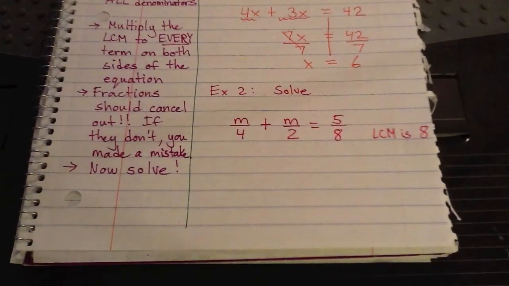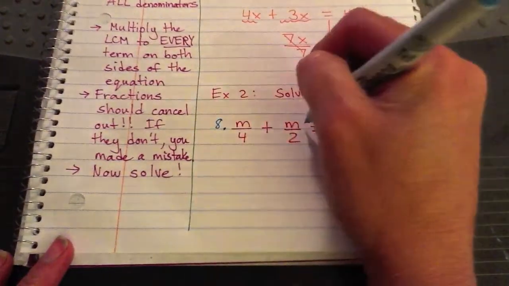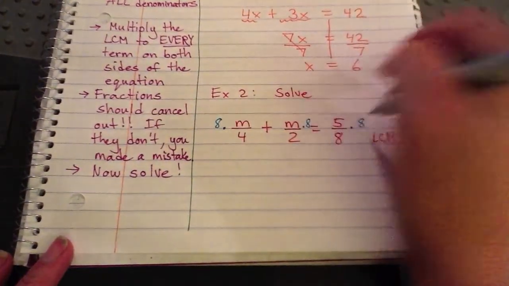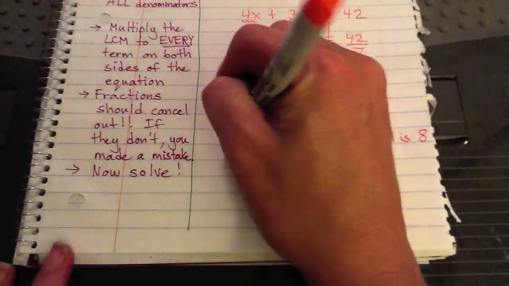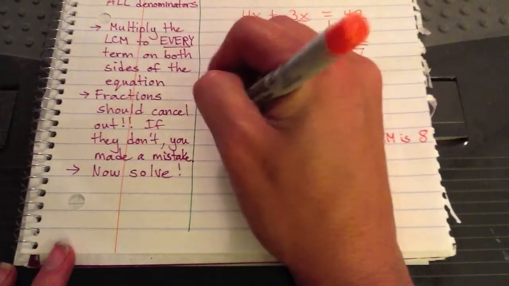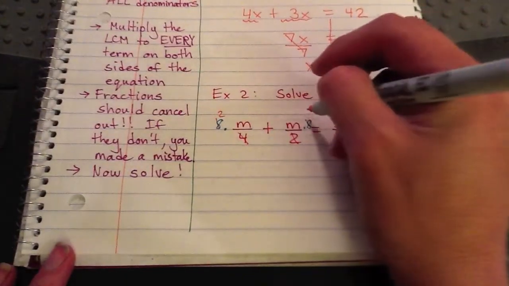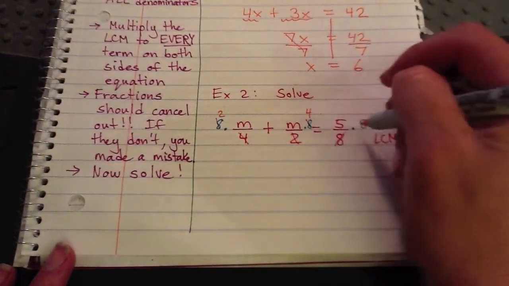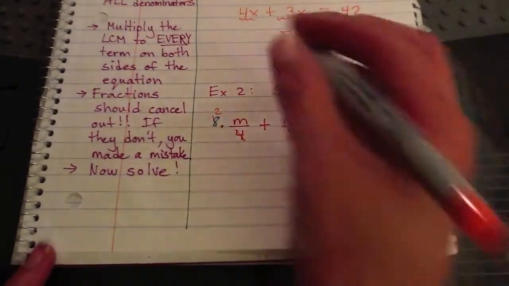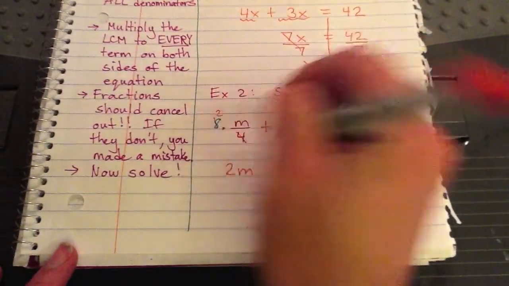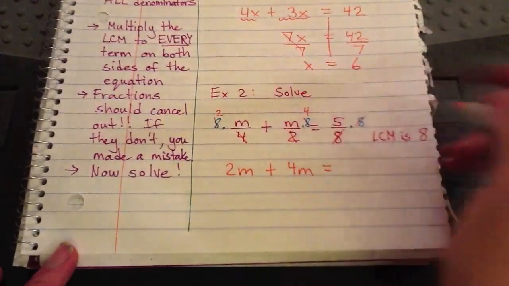So now you're going to go ahead and multiply every term by 8. So times 8 over 1, times 8 over 1, times 8 over 1. And then you can cross cancel things. So 4 goes into 4 once, 4 goes into 8 twice. 2 goes into 2 once, 2 goes into 8 4 times, 8 goes into 8 once. And now you're going to simplify. 2 times m is 2m, plus 4 times m is 4m, equals 5.